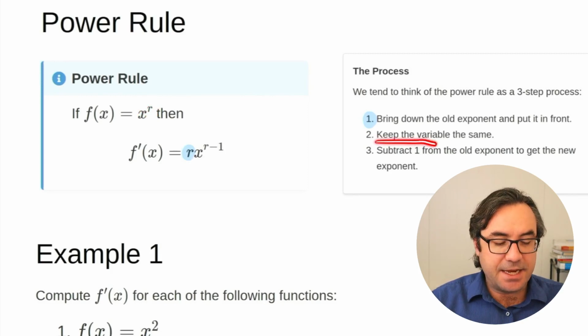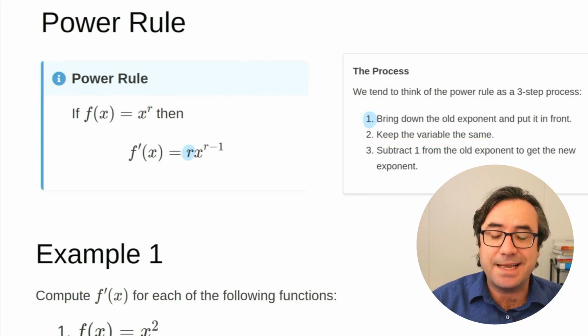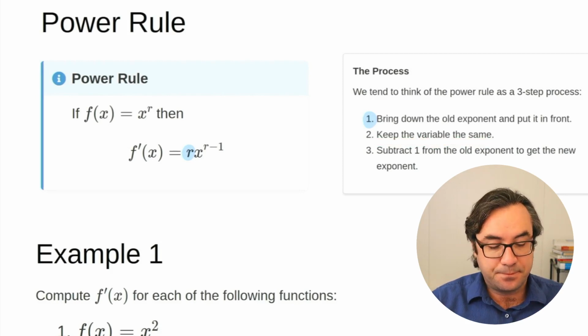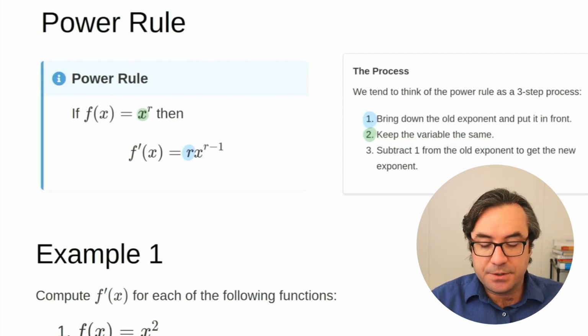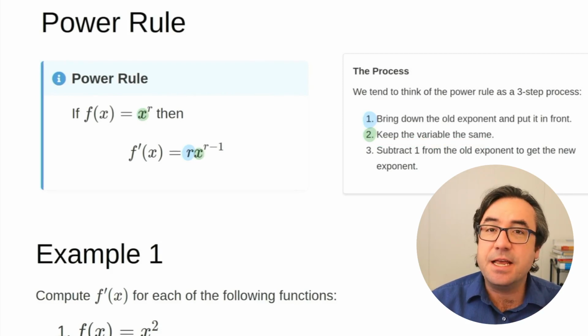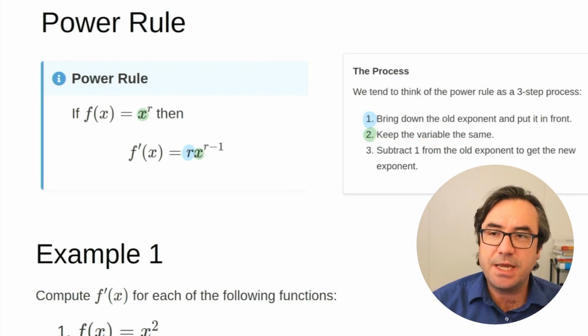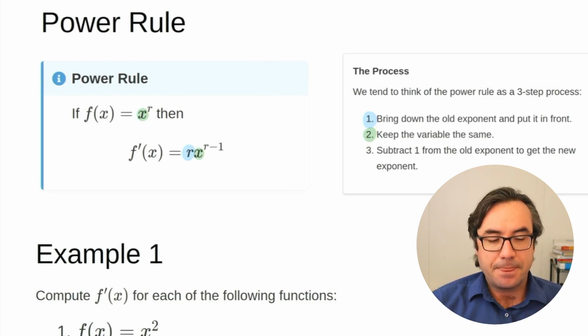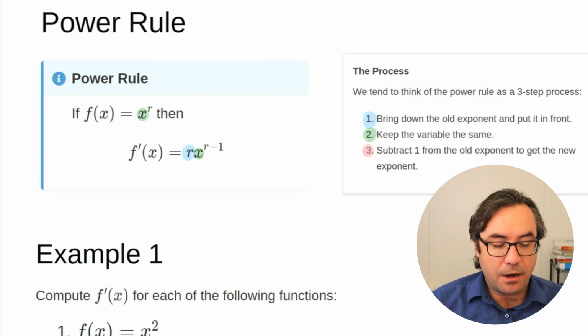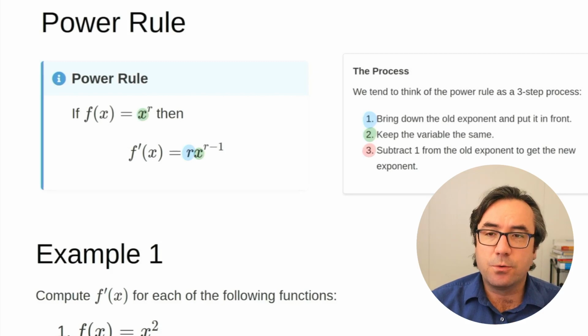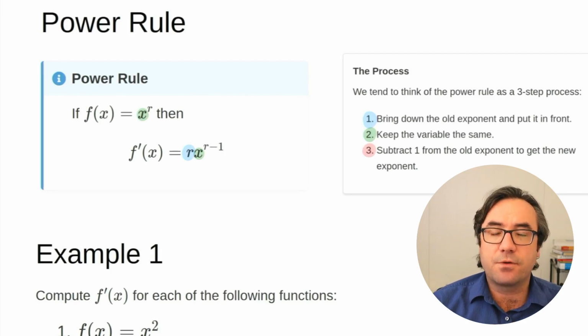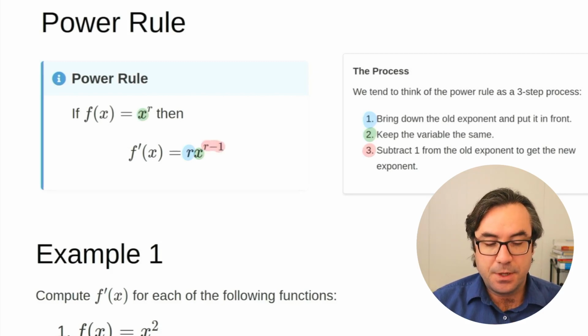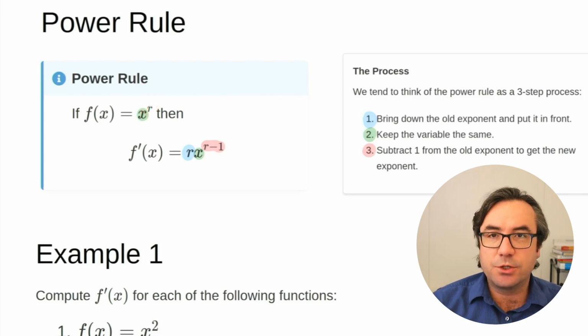Then the second step is we keep our variable exactly the same. Our variable is x in the original function, so we keep the variable x in the derivative that we get. And then our last step for this power rule is we subtract 1 from the exponent. So we take our old exponent, which was r, and we subtract 1. So this is our power rule.